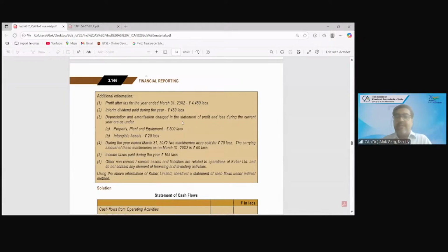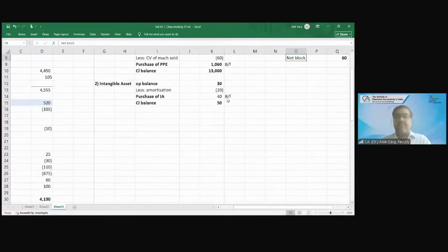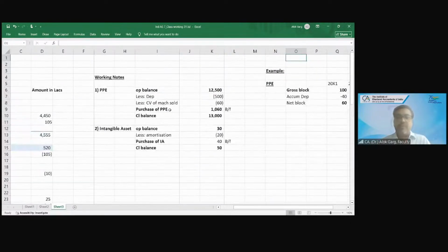Right? So 20 is the amortization. Even after amortization, this number has increased. So let's prepare the intangible schedule. Opening balance 30, amortization 20, closing balance 50.